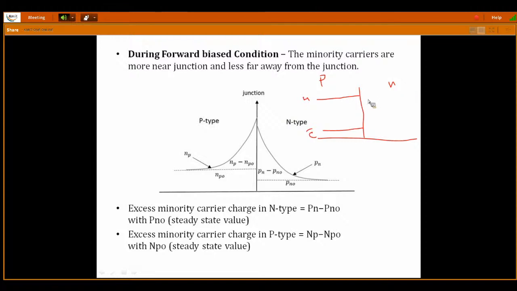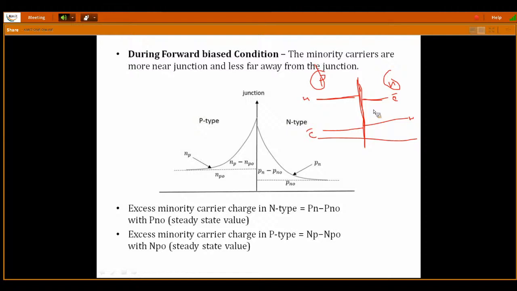In the n-type also, what are the majority charge carriers we have? Electrons are the majority charge carrier. Holes are your minority charge carrier. If you understand this diagram, the complete 3 slides are clear. Now this is the junction. The junction's left side is p-type and the right side is n-type. I have represented majority charge carriers on the top side, minority carriers on the bottom side.